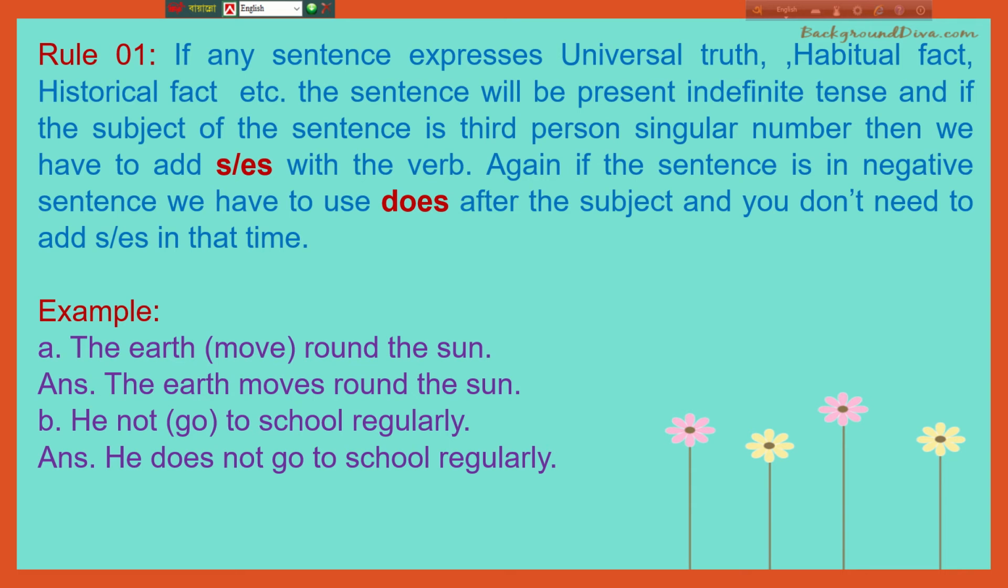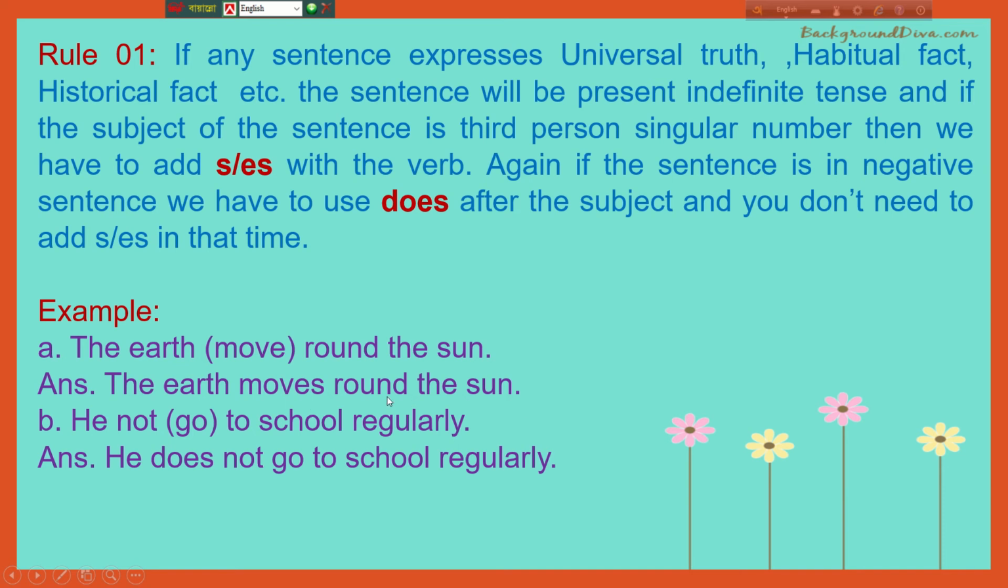If any sentence expresses universal truth, habitual fact and historical fact, we have to write the answer according to the structure of present indefinite tense. So let's see the example, then it will be more clear. The earth moved round the sun. Here, the earth is third person singular number. It's a universal truth also. So it will be present indefinite tense, and as the subject of the sentence, the earth, is third person singular number, we have to use s after the verb. So the answer will be: the earth moves round the sun.